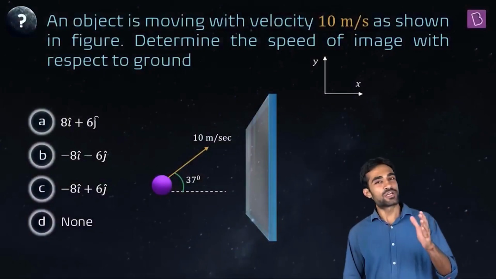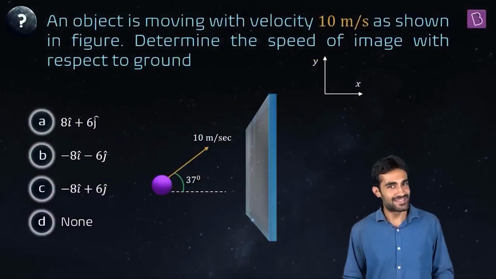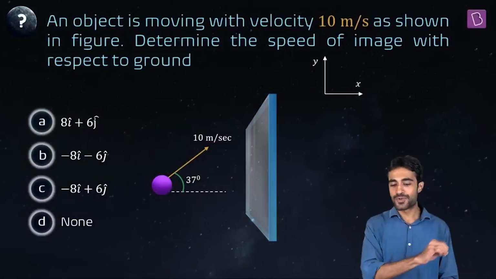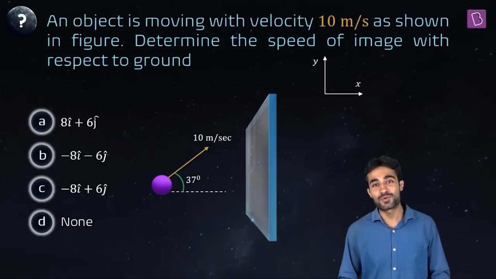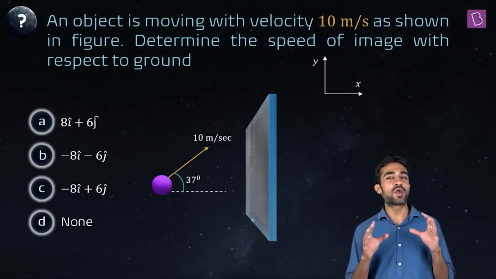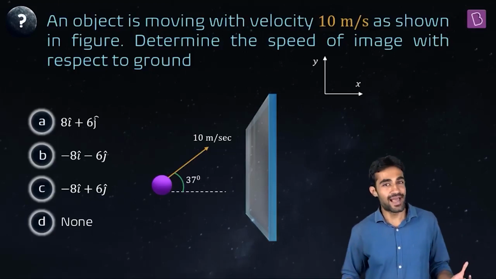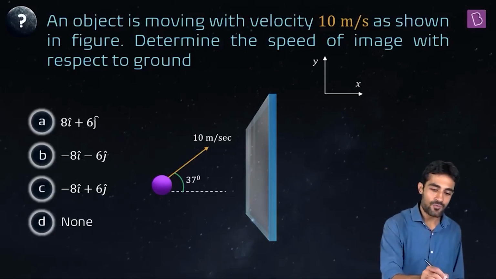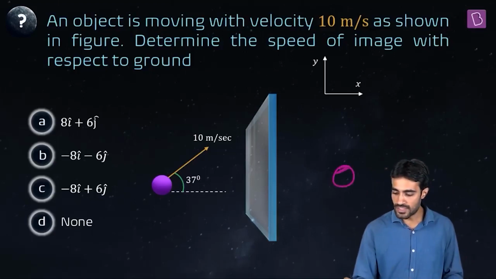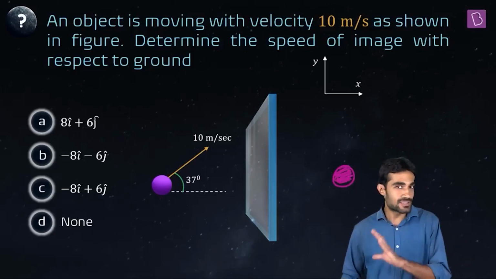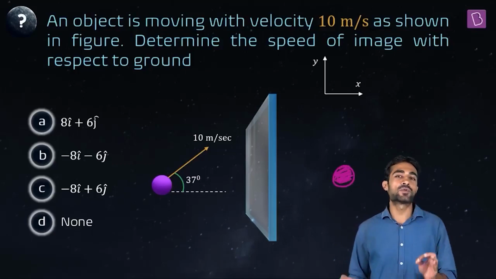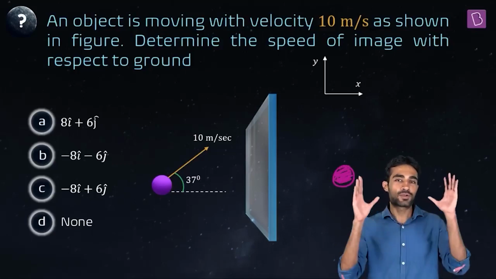Here is a nice question based on optics. An object is moving with 10 meter per second as shown in the figure. Determine the speed of image with respect to ground. So we can see the object is moving at a pretty weird angle, and we have to find with what velocity the image of this object will be moving. So we can see the image on the other side of the mirror. What is the velocity of the image with respect to ground?